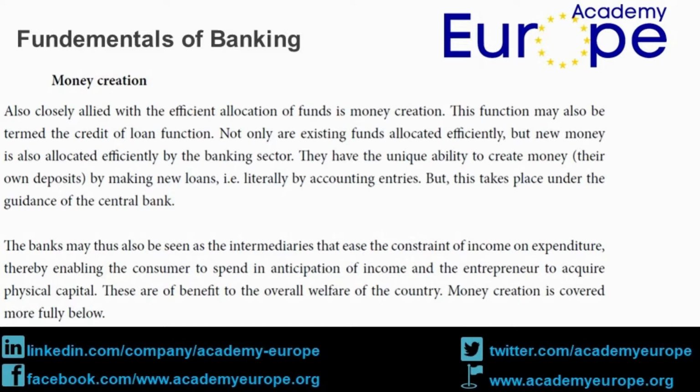Not only are existing funds allocated efficiently, but new money is also allocated efficiently by the banking sector. They have the unique ability to create money, their own deposits, by making new loans, i.e. literally by accounting entries. But, this takes place under the guidance of the central bank. The banks may thus also be seen as the intermediaries that ease the constraint of income on expenditure, thereby enabling the consumer to spend in anticipation of income and the entrepreneur to acquire physical capital. These are of benefit to the overall welfare of the country. Money creation is covered more fully below.